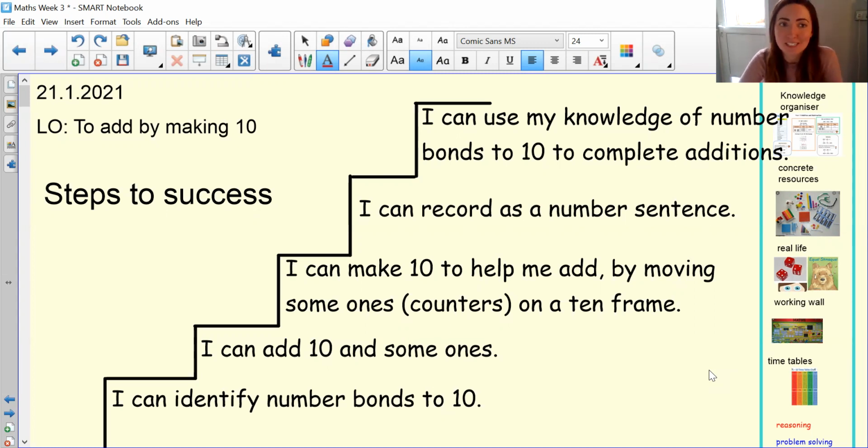And our learning objective today is to add by making 10. So our steps to success to get there are: I can identify number bonds to 10. I can add 10 and some ones. I can make 10 to help me add by moving some ones or counters on a 10 frame, and we'll see what that means in a minute. I can record as a number sentence, and I can use my knowledge of number bonds to 10 to complete additions.